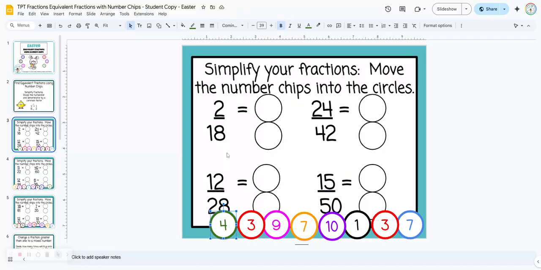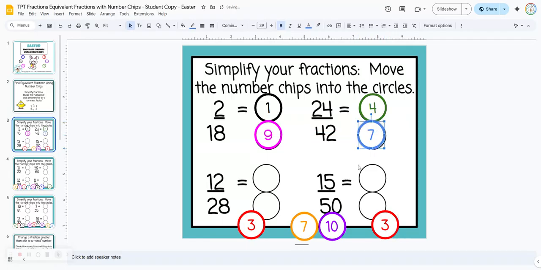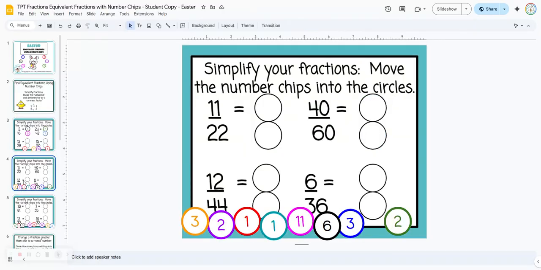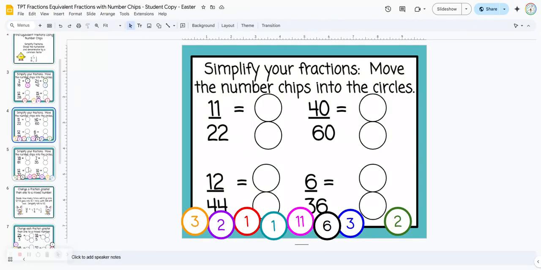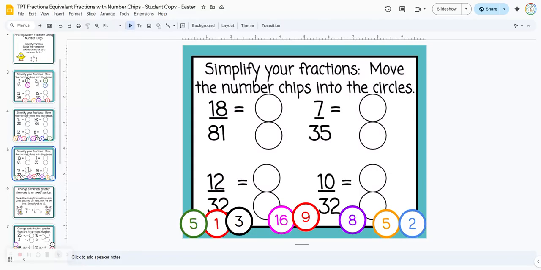So here, if we divide the numerator and denominator by 2, we get 1/9. Here, if we divide the numerator and denominator by 6, we get 4/7. And so on, and they're going to use every single number. Same thing on the next couple of slides, just simplifying the fractions.